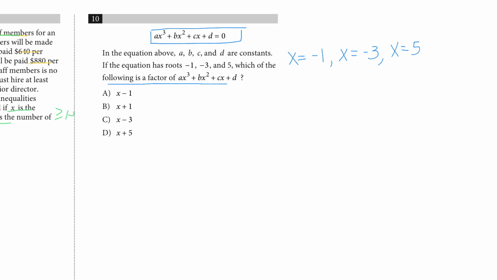Well, if x equals -1, if you add 1 to both sides, we now have that x plus 1 is a factor, since we set the factors equal to 0 when we're solving. If we add 3 to both sides, we have x plus 3 is a factor. And if we subtract 5 from both sides, you're going to have that x minus 5 is a factor. I notice that x plus 1 is answer B. So x plus 1 is a factor. Answer B is the correct answer. And so we say B for number 10.